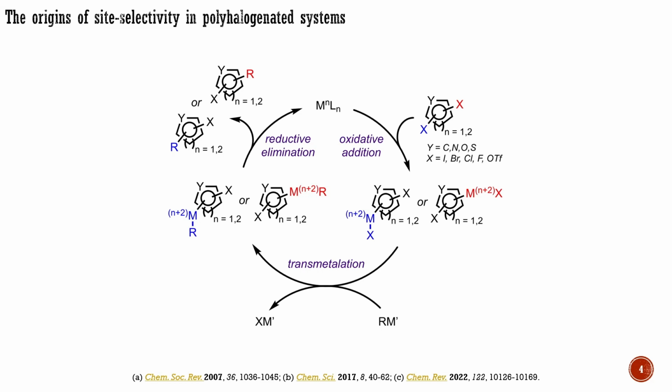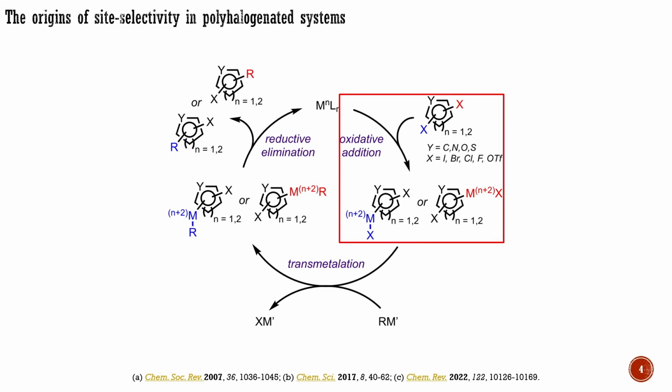A simplistic depiction of the catalytic cycle for a transition metal-catalyzed cross-coupling reveals three key elementary steps: oxidative addition, transmetallation, and reductive elimination. Oxidative addition is the step where the electrophilic coupling partner is introduced into the catalytic cycle. For most instances, oxidative addition determines the selectivity of the process.